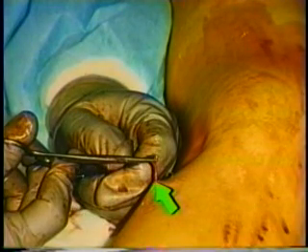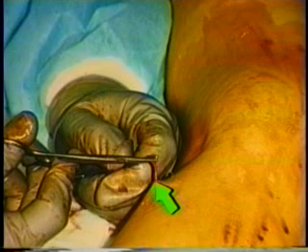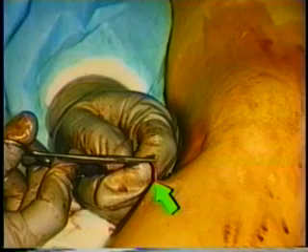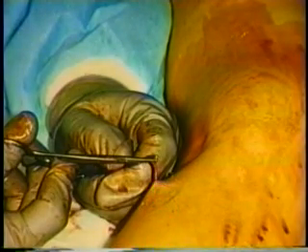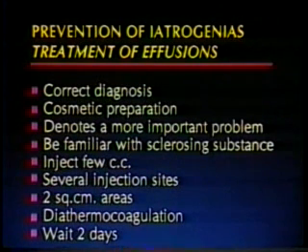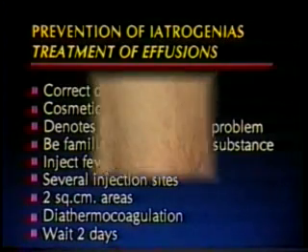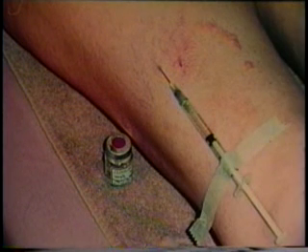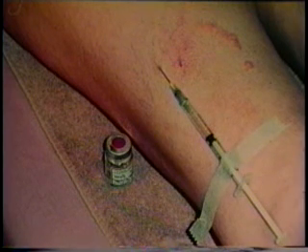such as insufficient perforating veins, which are not diagnosed because of the patient's or the physician's haste, who sometimes does not complete all the diagnostic steps out of fear of losing the patient. Cosmetic preparation has already been discussed, as well as the importance of remembering that an underlying more significant failure exists. Professionals must be familiar with sclerosing substances. Only a few cc are to be injected. A 2 square centimeter area must be cleared, and several intravenous punctures are to be made.